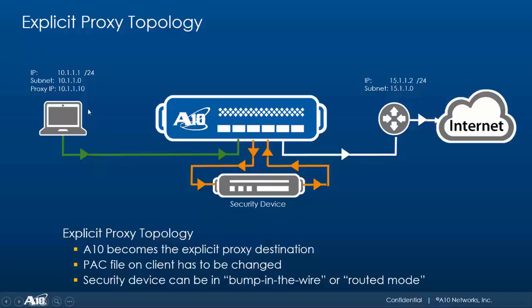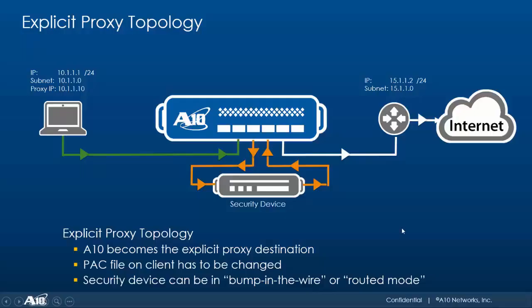The gateway and the client are on separate subnets, and the security device is also connected on a third separate subnet. We have to change the PAC file on the client so that the traffic can be sent towards the A10 device, since the A10 will have the explicit proxy set up on it and it will be acting as an explicit proxy destination in this network. The security device is either in bump in the wire mode or routed mode.